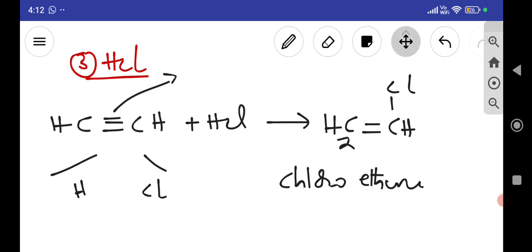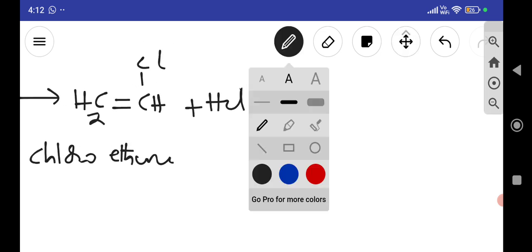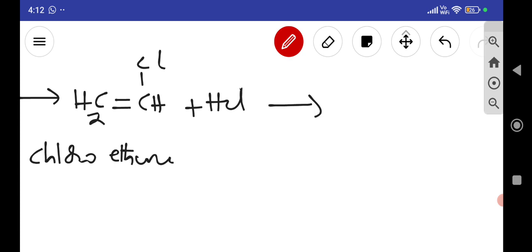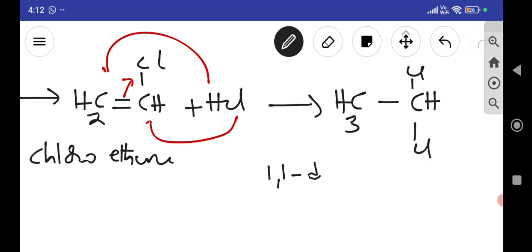Next, you add one more molecule of HCl. Now what you will get: this H will be added here, Cl is added by the removal of the double bond. So the product obtained is CH3 single bond CH, with one Cl and a second Cl. Now this is 1,1-dichloroethane. So this is your product. Hope you have understood this.